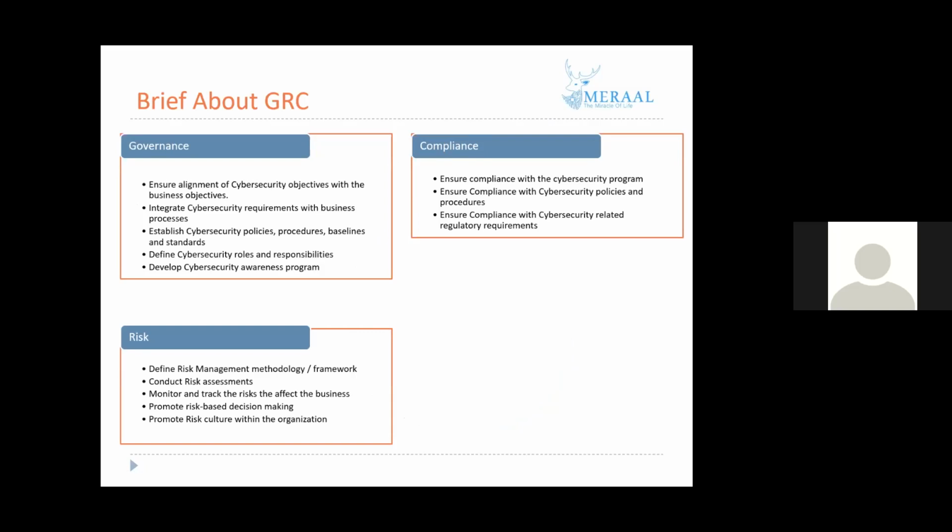Governance is ensuring alignment of cybersecurity objectives with the business objectives. Also, ensure you integrate cybersecurity controls and requirements with the business processes. So in order to ensure overall cybersecurity governance, you need to ensure that cybersecurity controls and requirements are integrated with each business process in your organization, whether it's an HR process, project management process, or any transaction process. You need to identify the business processes and what controls are required to integrate with them.